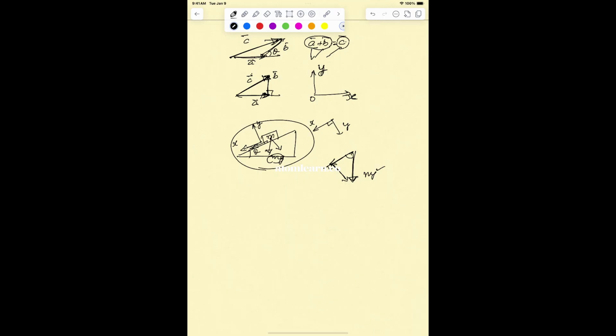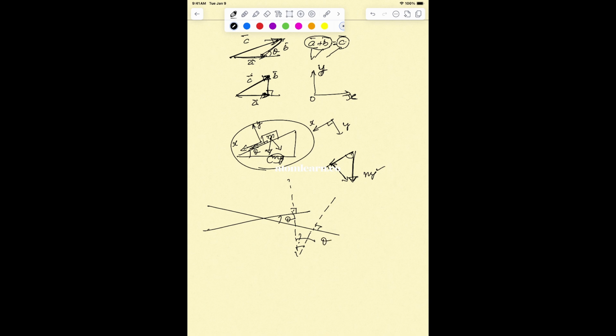If the angle between two lines, let us say this is one line and this is another line, is theta, then what is the angle between the two perpendiculars to each of these lines? Let us say this line is perpendicular to this line, and this line is perpendicular to this line. What is the angle between these two dotted lines? It also will be theta.